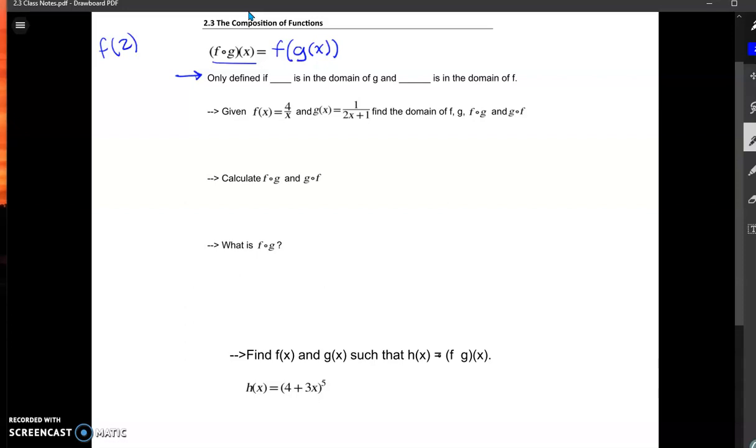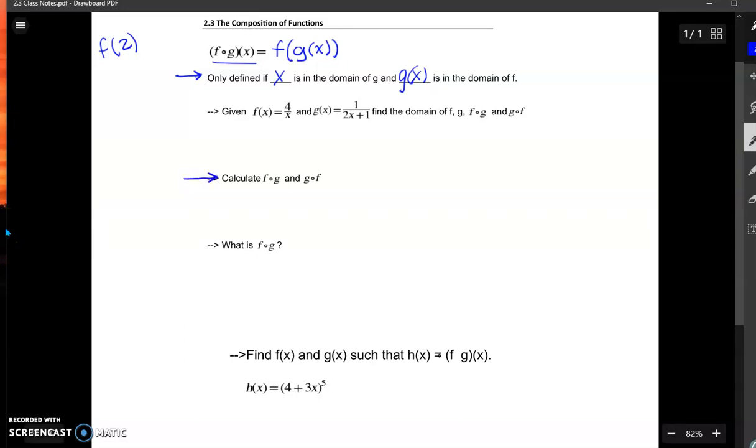This function is only defined, which means this is the domain of it, if x, the value of x, is in the domain of g, and g of x, that means once we have done the calculation for g and found that result, that number, that result from g, has to be in the domain of f. So a little bit more here to figuring out the domain than we had in the last section with our functions that were combined using arithmetic.